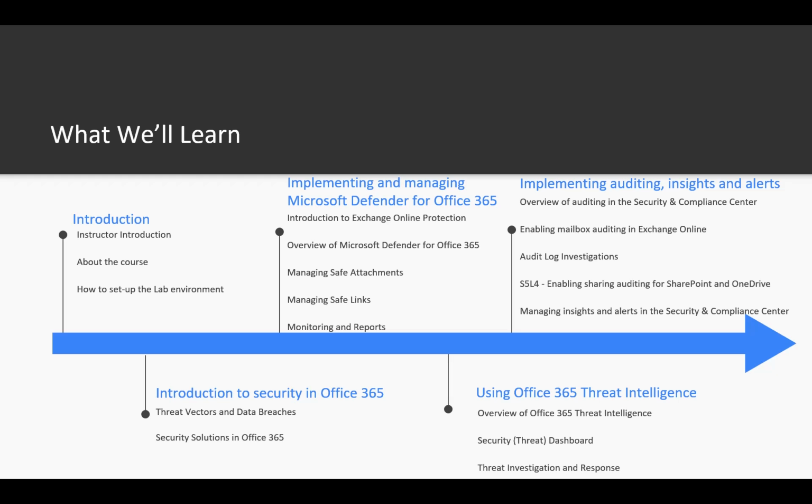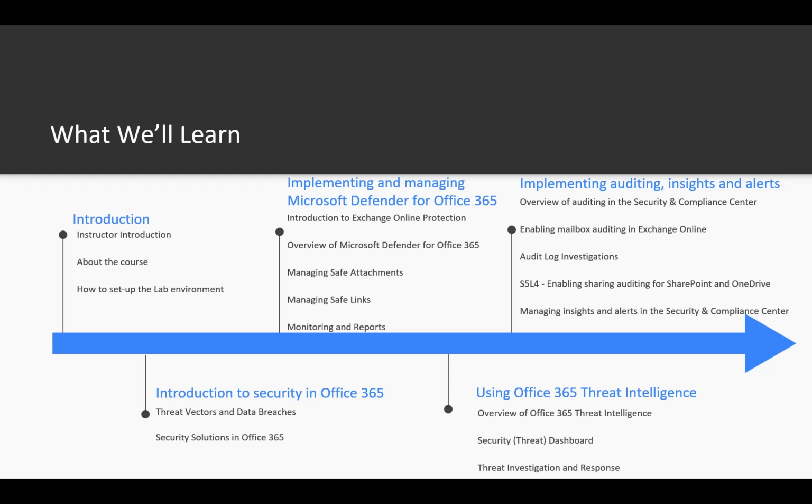Then the second section of the course is the introduction to security in Office 365. Here we are going to cover the threat vectors and the most common data breaches, and of course a high-level overview of the security solutions in Office 365. Going on to the next section, we'll discuss implementing and managing Microsoft Defender for Office 365. Here we'll learn about Exchange Online Protection, Microsoft Defender for Office 365, managing safe attachments, managing safe links, and of course monitoring and reports.